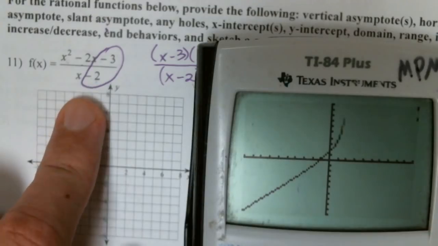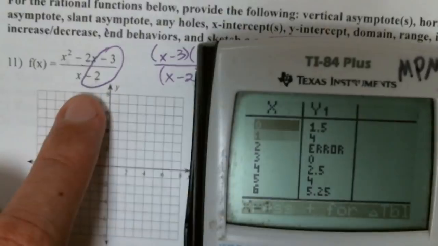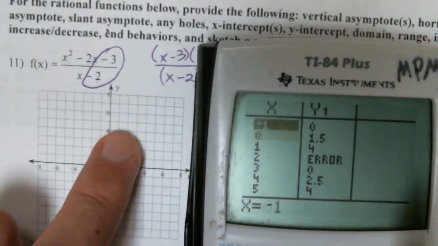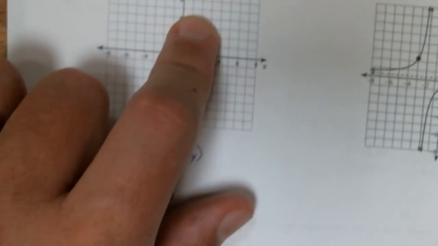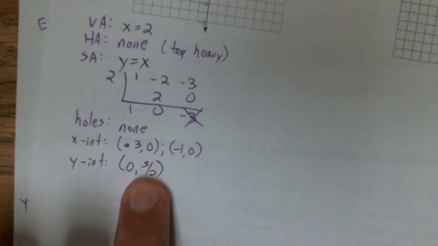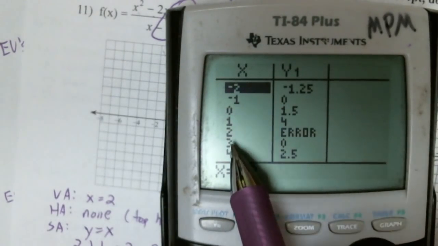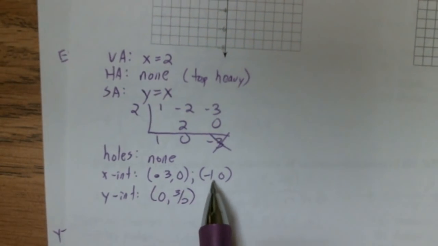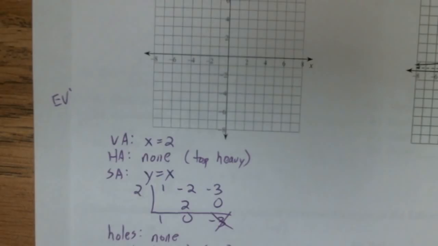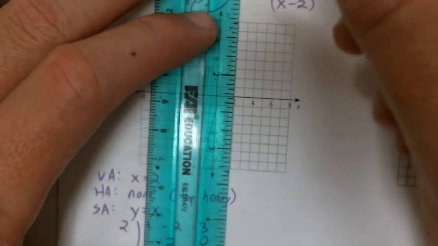First of all, here's what the graph looks like. And if I go second table, and let's see where our zeros are. Okay, there's the y, here are zeros. So when x is 0, y is 1.5. That's our y-intercept, 0, 1.5. And then when y equals 0, there and there, I've got an x-coordinate of negative 1 and 3. So those are our two x-intercepts. So now we have enough information. Once you have your asymptotes, holes, and intercepts, we can plot stuff on the graph. Vertical asymptote at x equals 2.